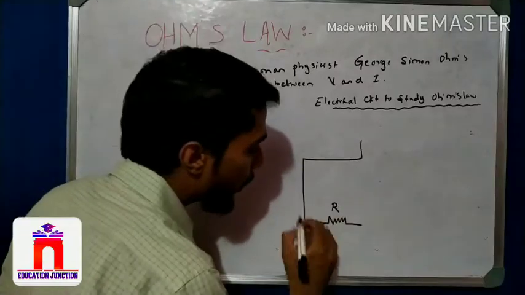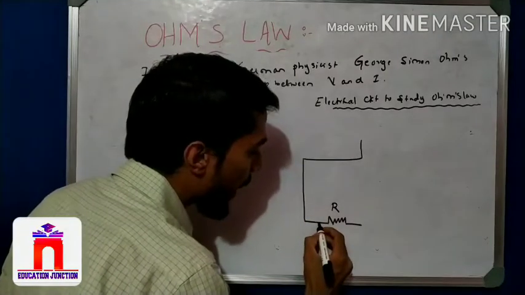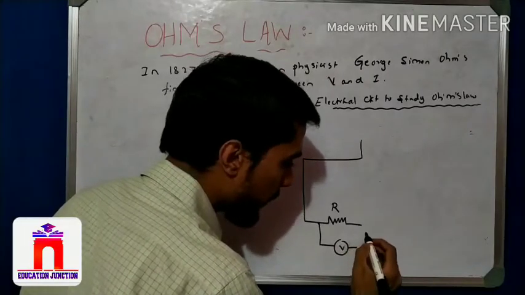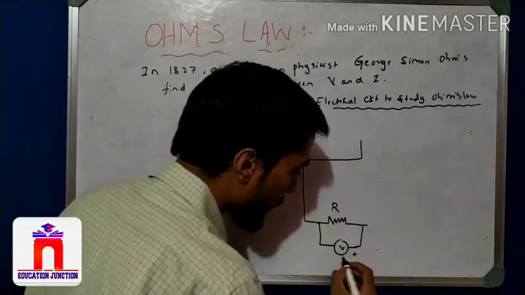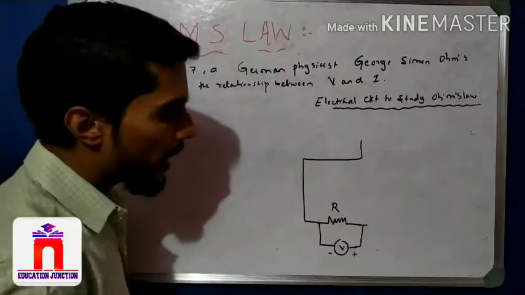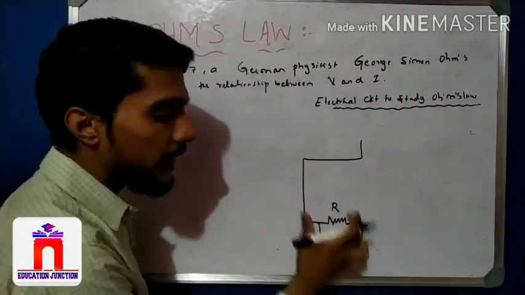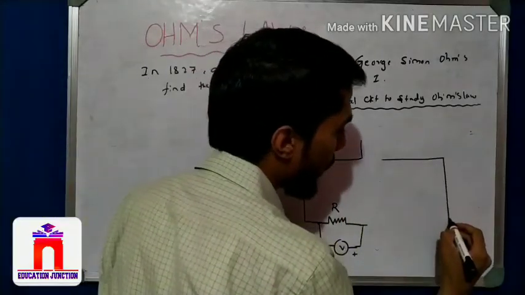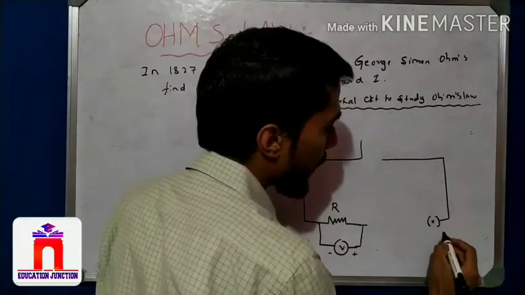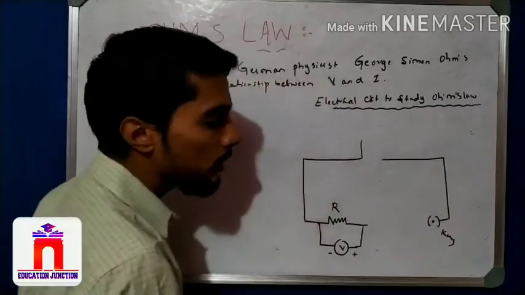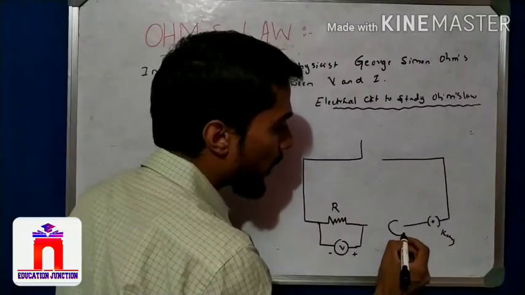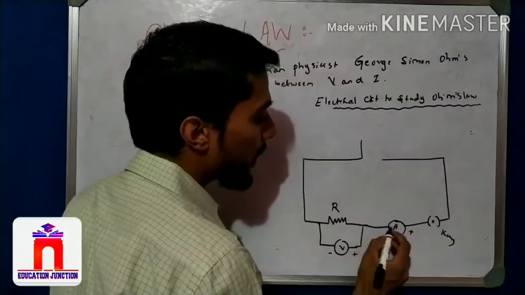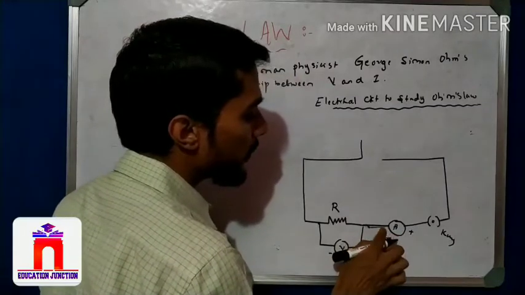Across the resistance he connected a voltmeter, plus here and minus here, in parallel. Then Ohm took another conducting wire and a switch, that is a key, to open and close the circuit. For measuring the current in the circuit, he used an ammeter, which is connected in series.